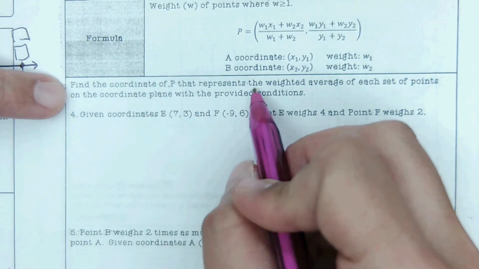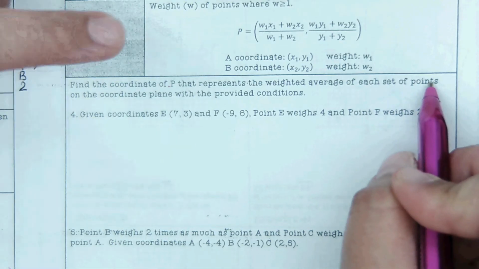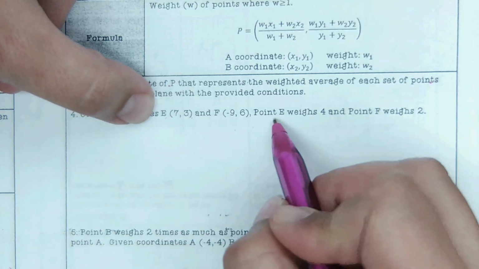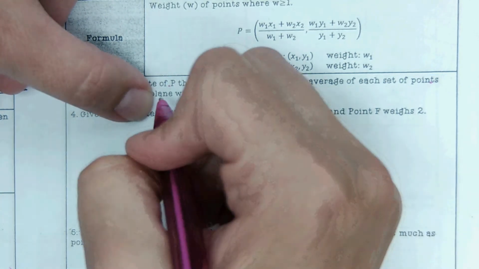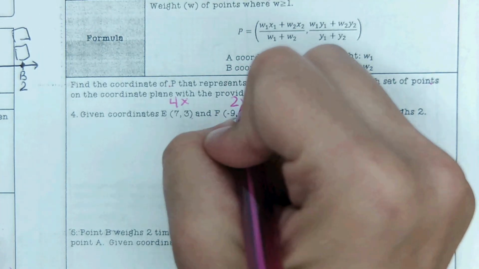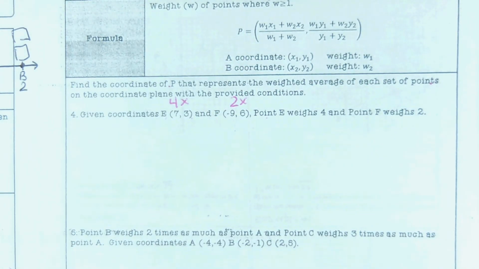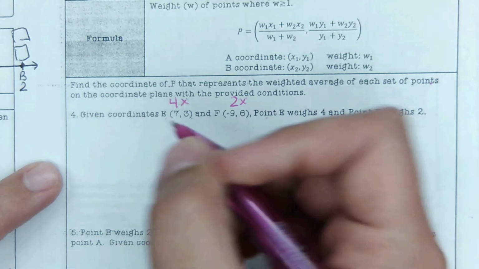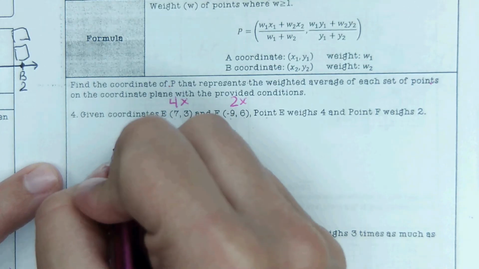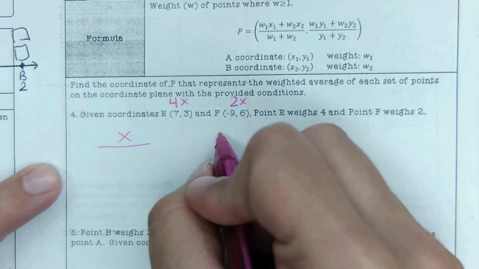Find the coordinates of P that represent the weighted average of each set of points on the coordinate plane with the provided conditions. Given coordinates E is here and F there. Point E weighs 4, so it'll be 4 times those coordinates, and F weighs 2. And so what we're going to do is find the weights of the x's and the y's separately. So this would be x, y, and then this would be x, y. So over here we're going to find the weighted average of the x's and over here the weighted average of the y's.